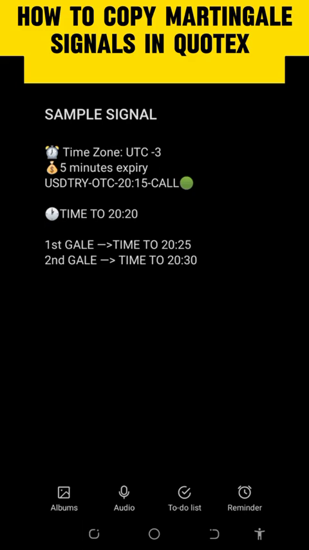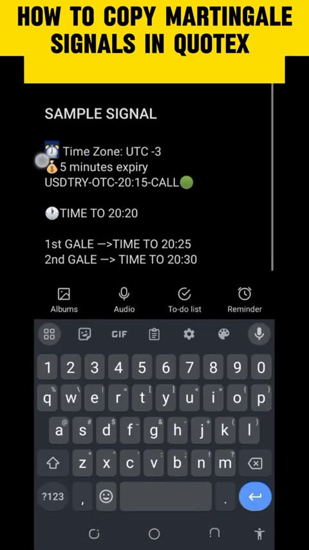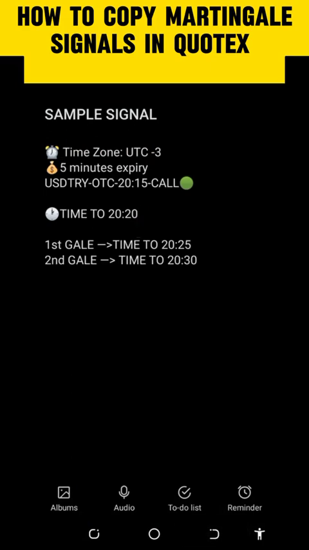You already know from the top here that the time zone is UTC -3. You just set it once from your settings. You don't have to keep doing this over and over again, except when you see that the UTC -3 has changed. DST currently is trading on UTC -3 Brazilian time. The expiry is 5 minutes, and the currency pair is USD/TRY OTC.